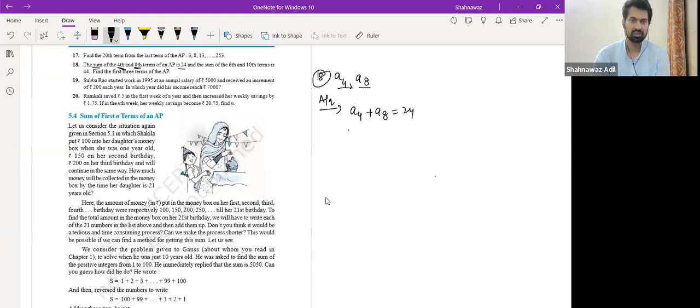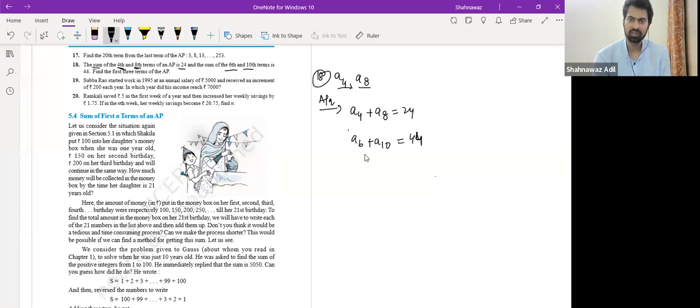Right, guys? Any doubt in this? No, sir. Yeah. And what is the next information, Rizwan? The sum of A6 and A10 is 44. Right. So these are the two pieces of information that are given.